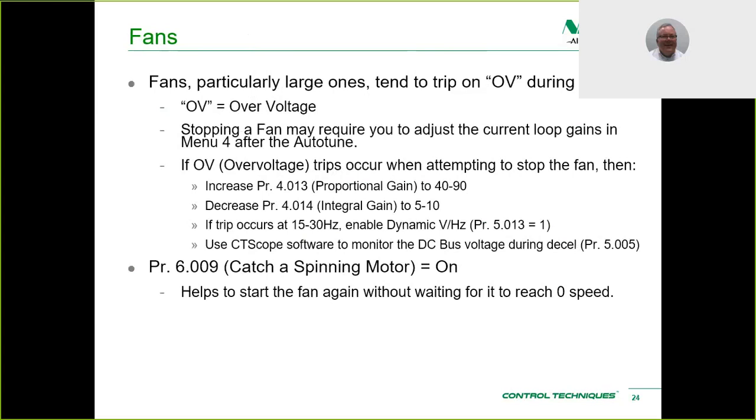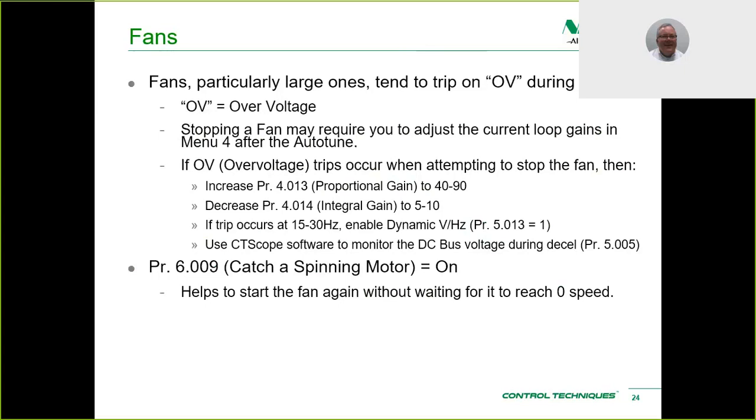Fans, particularly large ones, tend to trip on OV, over voltage, during decel. Stopping a fan in open loop mode may require you to adjust the current loop gains in menu 4 after the auto tune. The auto tune does a pretty good job of adjusting for what I would call normal constant torque loads, but when you get into fans like this, that's a different story. If you continue to experience overvoltage trips when trying to stop the fan, even after adjusting the decel rate, then you may need to increase the proportional term for the current loop, which is in menu 4, parameter 13. As a rule of thumb, set it anywhere from 40 to 90.